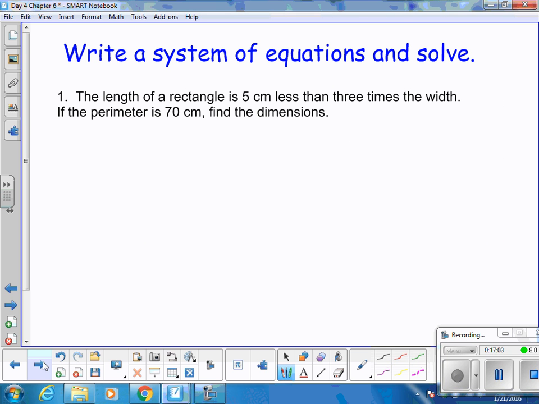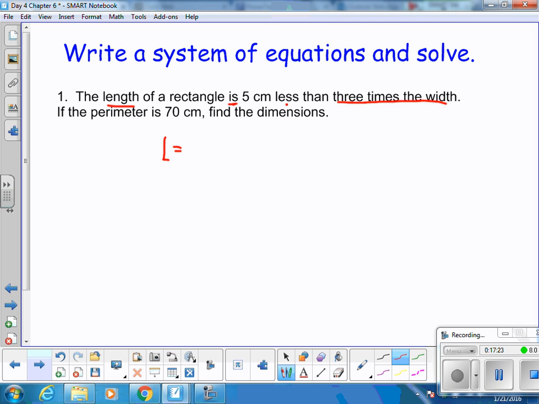Write a system of equations and solve. Let's work through some of these things. Let's take it into its pieces. The length of a rectangle is, so the length is, I'm going to use a capital L, just so I can see it. That doesn't look like a 1. Okay, capital L is 5 less than 3 times the width.